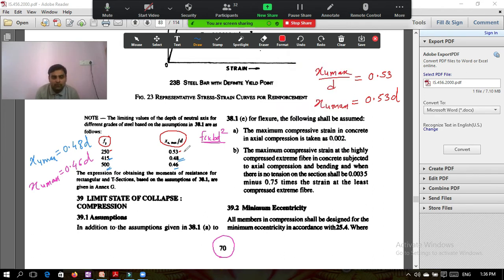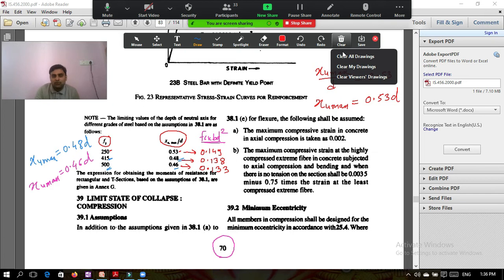For 0.53, the coefficient is 0.149. For 0.48, the coefficient is 0.138. So for Fe250 the coefficient is 0.149, for Fe415 it is 0.138, and for Fe500 the coefficient is 0.133. FCK BD square is the common term. So the formula for moment of resistance for Fe250 is 0.149 FCK BD square. Likewise, you have to use this formula.